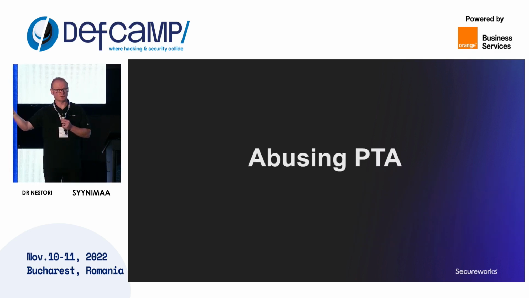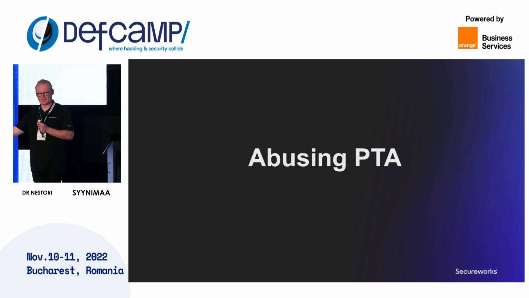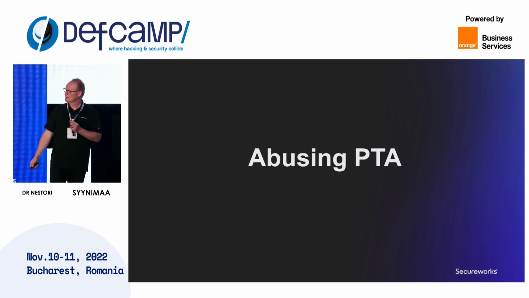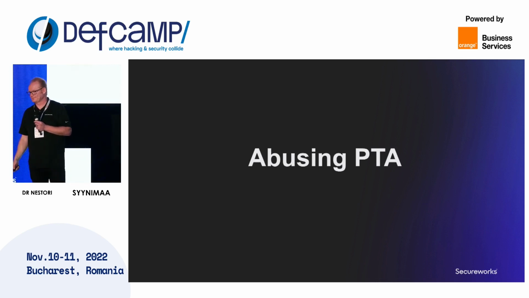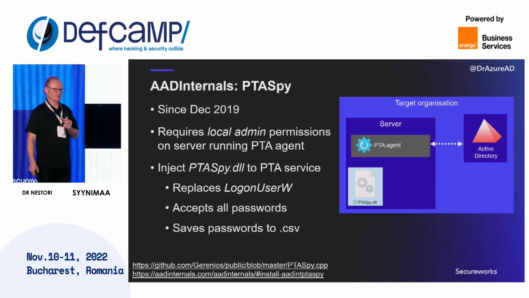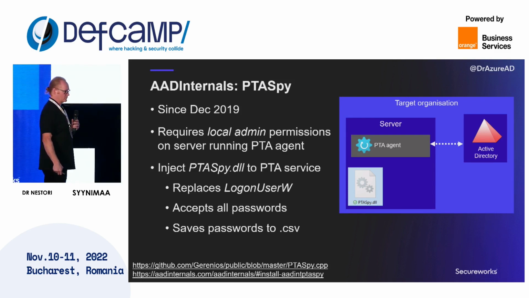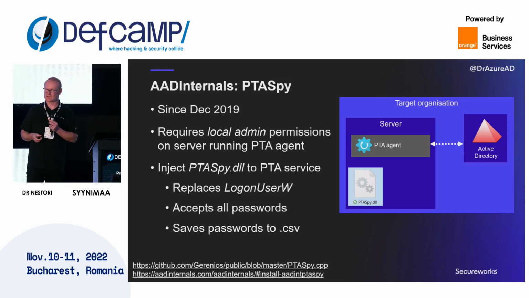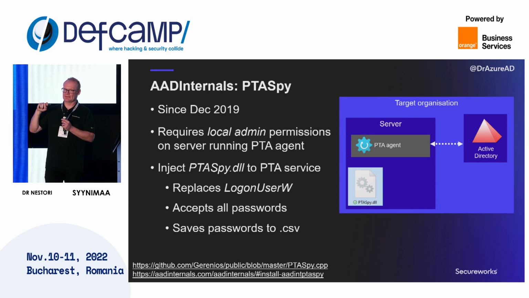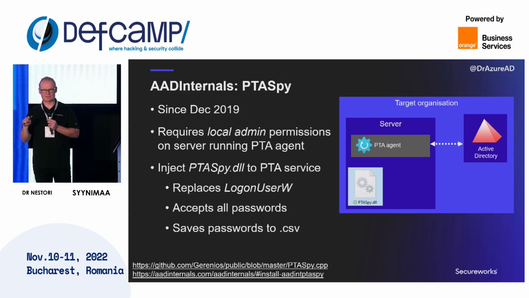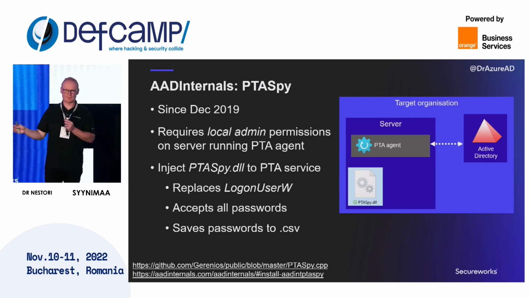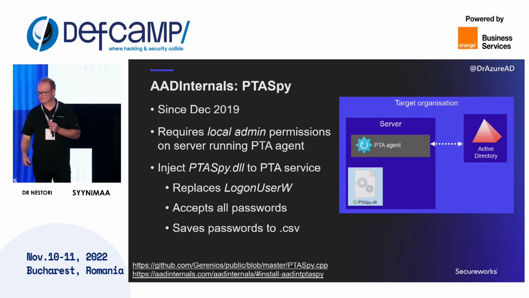And now, how to abuse PTA? Now that we know some technical background, and I only have 30 minutes, so I need to move forward quite fast, to the abusing. I've been doing this PTA abusing since 2019 at least, when I published a tool called PTA Spy. To use that, it requires that you get local admin level access to the server that is running the PTA agent. So you don't need to be domain admin or anything like that. Local admin is just fine.